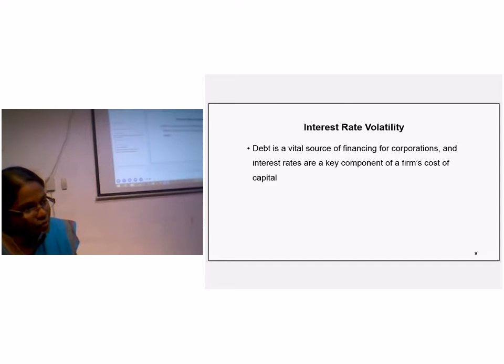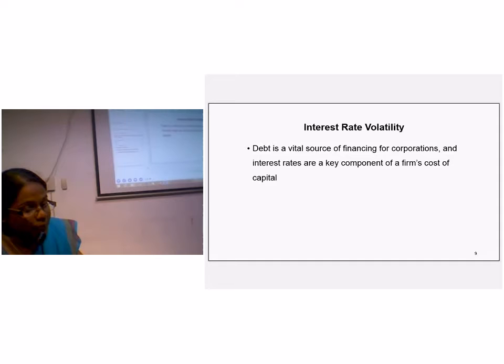Under rate, we are going to talk about two rates: interest rate and exchange rate. First one is interest rate. So why should we be concerned about interest rate? Now you can see in the slide, debt is a vital source of financing for corporations, and interest rates are a key component of a firm's cost of capital, right?